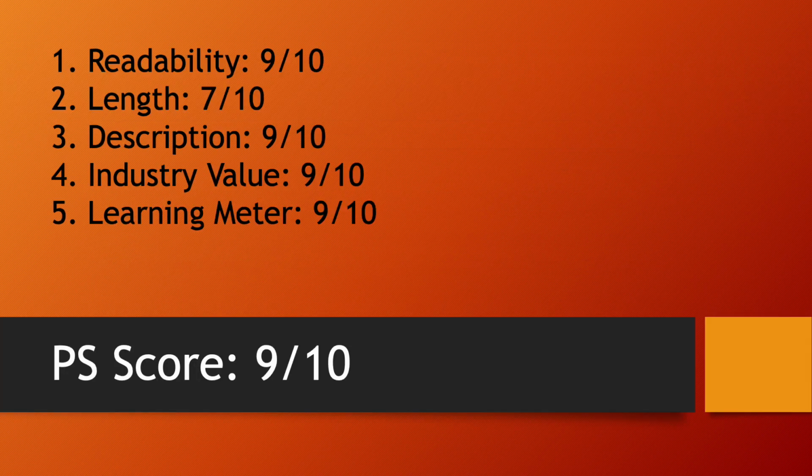Let's talk PS score for this paper. Overall, this paper is an awesome read, so it gets 9 out of 10 on readability. It's 16 pages long, so it scores 7 out of 10 on length. It's a research prototype with a pretty good description, so that makes it 9 out of 10. Its industry value and learning meter is pretty good. It's been adopted in quite a few production systems across big tech companies, so it gets 9 out of 10 on each. Overall PS score is 9 out of 10.